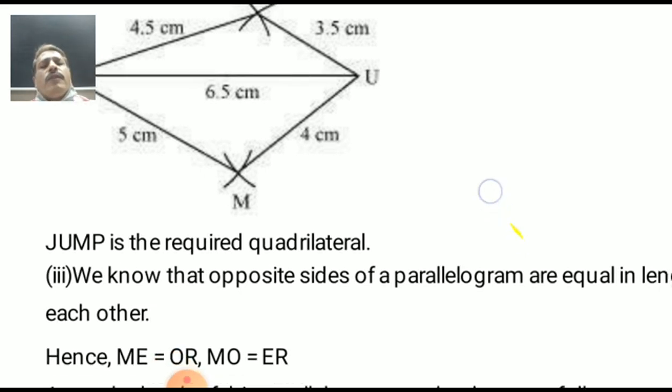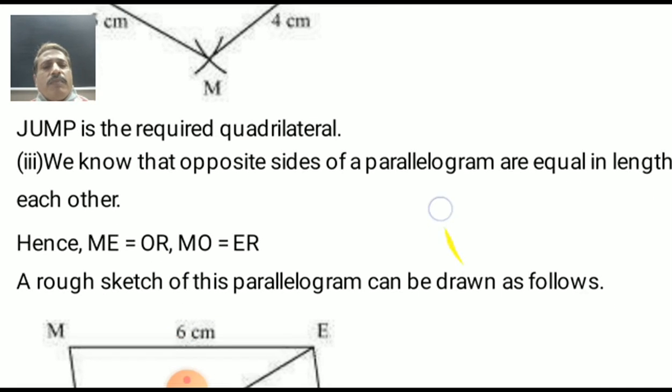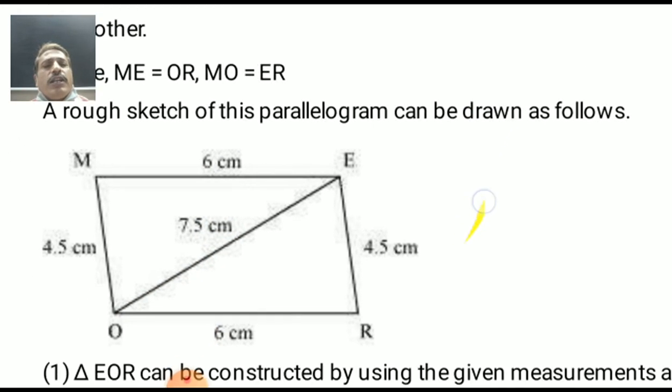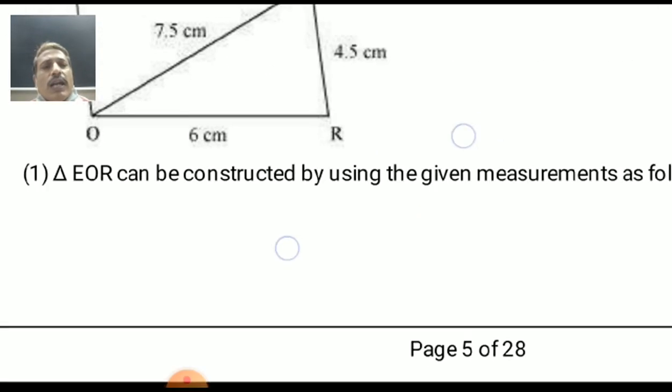Now the third one. Here the measurements of the sides are given: ME is equal to OR and MO is equal to ER. Both are the same. A rough sketch is drawn here. You can find 4.5 centimeter, 4.5 centimeter, 6 centimeter, 6 centimeter, and diagonal OE is 7.5 centimeter. Very easy method, just drawn as it is.